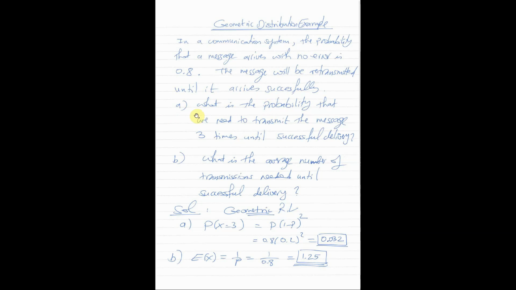Now, let's look at these two questions here that are related. What is the probability that we need to transmit the message 3 times in total until it is successfully delivered? Obviously, when do we have to send 3 times? If the first one is a failure, it arrives with error, and then I try the second one again with error, and then I try a third one, but this one is a success. So it's a geometric distribution. It's geometric because I'm asking about the probability that we have to transmit 3 times in total until the first successful delivery.